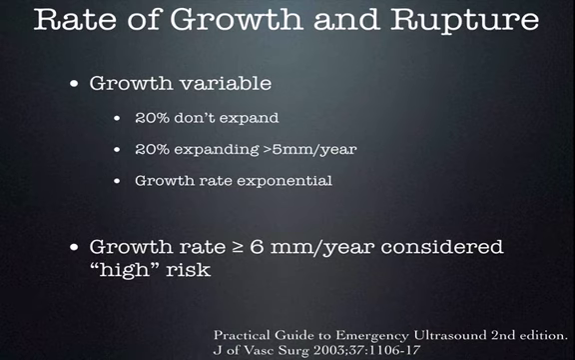So if you're scanning a patient, discover a AAA, and they say that they have a history of AAA, it may be worthwhile to compare your measurements to their last CT or their last ultrasound measurement. If they're growing at a rate greater than 6 millimeters per year, you may want to give them some urgency to get back in touch with their vascular surgeon.